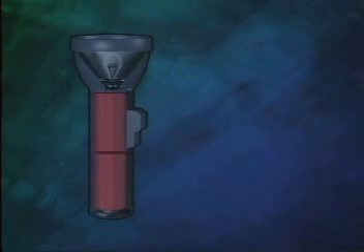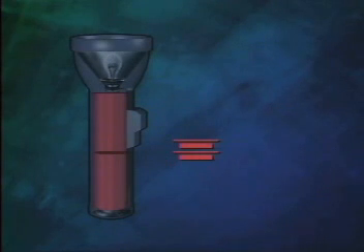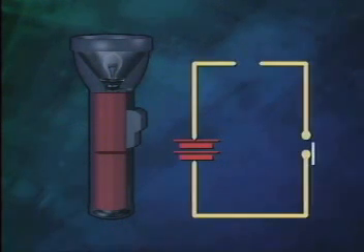Standard symbols are used to communicate the components of an electric circuit. A single cell is represented as two parallel lines, the positive terminal being longer than the negative. In this flashlight, there are two cells in series. Our circuit diagram shows both of them.